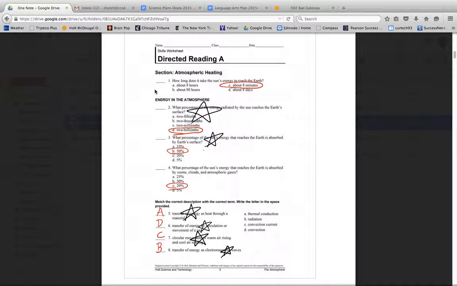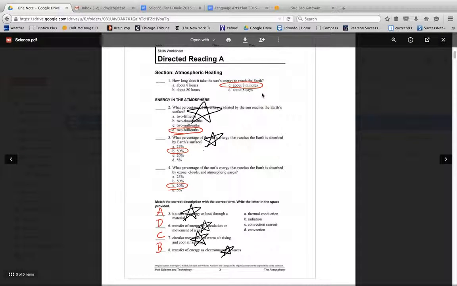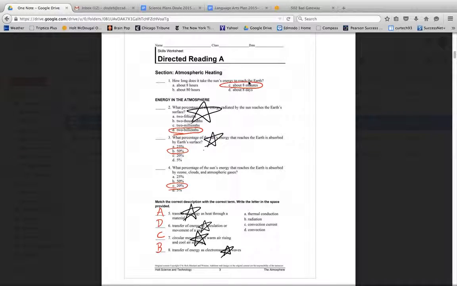All right, number one, how long does it take the sun's energy to reach the Earth? It takes about 8 minutes. So that energy is moving at the speed of light, but the sun is 93 million miles away, so it still takes 8 minutes for that light to reach the Earth.